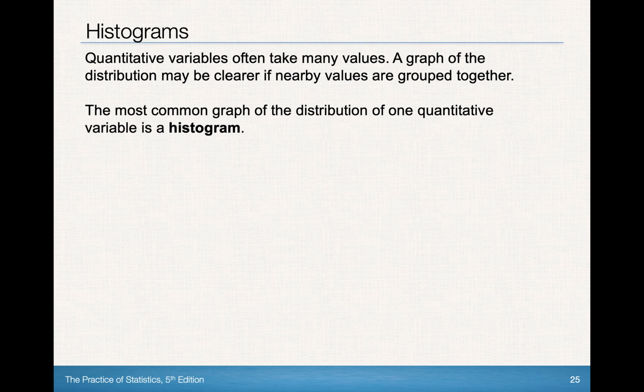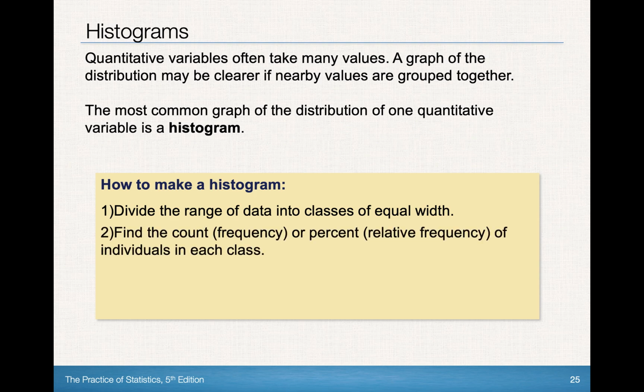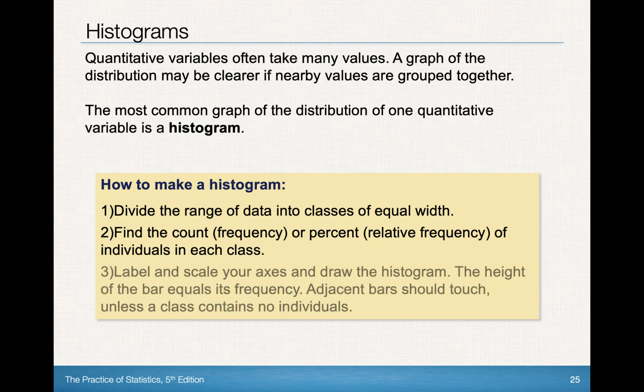Another way to organize quantitative variables in a distribution is called a histogram. And this is the most common distribution of a quantitative variable. So you'll be looking at a lot of histograms throughout the year, and you'll be creating a lot of histograms. So what's a histogram? Well, how do we make one? We're going to divide the range of data into classes of equal width. We're going to find the count frequency, or the percent, which is relative frequency. So we can make a frequency histogram or a relative frequency histogram. And then we're going to label and scale our axes.